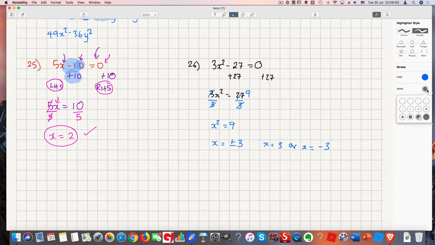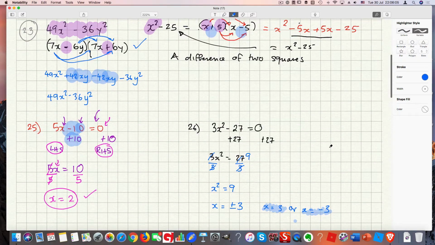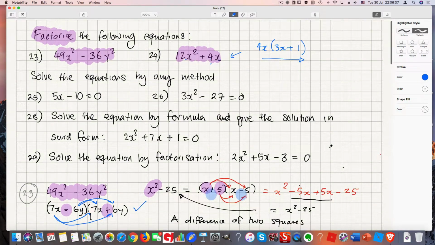That might be too thick. Well, width, I'm going to make it smaller. So the answer is all that. So that was 26. What is 28?